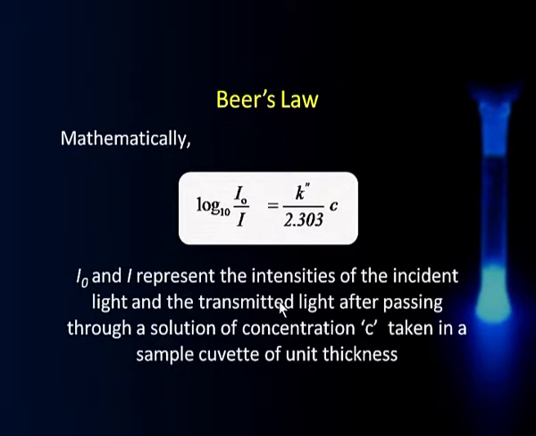And essentially, as earlier, I naught and I represent the intensities, and c happens to be the concentration of the material which is taken into the cuvette, and here we have taken the thickness to be 1 unit thickness. So that is the way we look at the Beer's law. Now we know about the Lambert's law, we now know about the Beer's law. Now suppose I combine the two laws, what do I get?